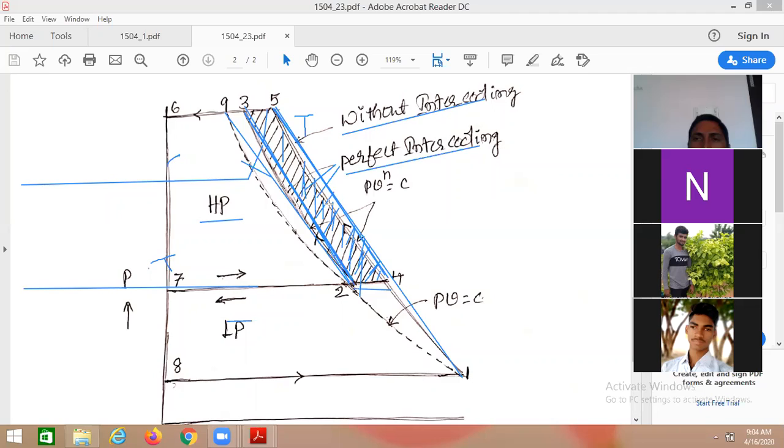P1 V1 equals P2 V2. So wherever P2 V2 appears, I am writing it as P1 V1 only. Here also P1 V1 is already there. In the second case also, P2 V2 is replaced by P1 V1. Then the work done is written as N by N minus 1, P1 V1, (P2 by P1) whole to the power N minus 1 by N, plus (P3 by P2) to the power N minus 1 by N, for the second stage, minus 1 minus 1. Two times will come, that becomes minus 2.